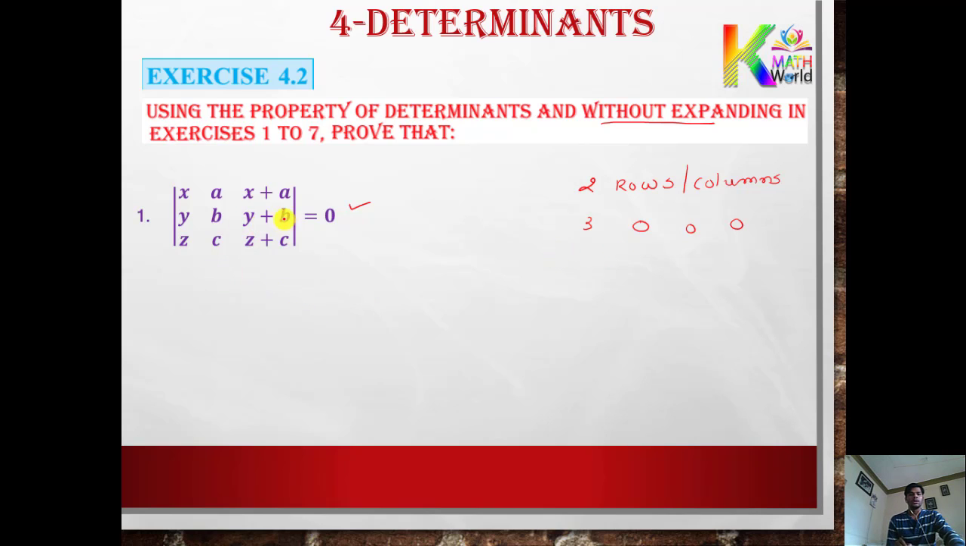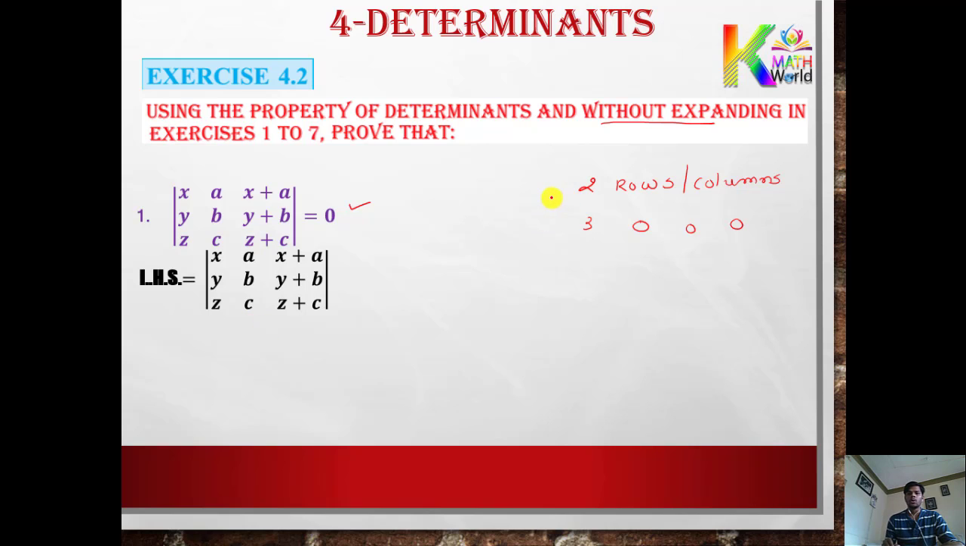Okay, so see the elements properly first. Here x a, y b, z c, x plus a, y plus b, z plus c equals 0. Firstly, we have to prove the result, so we will consider this as the left hand side. This is your left hand side.